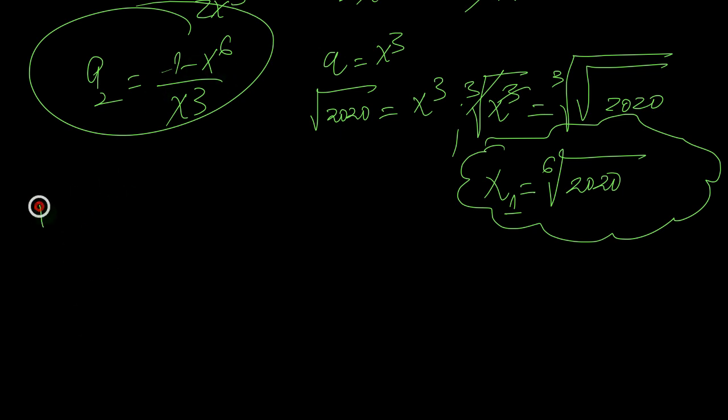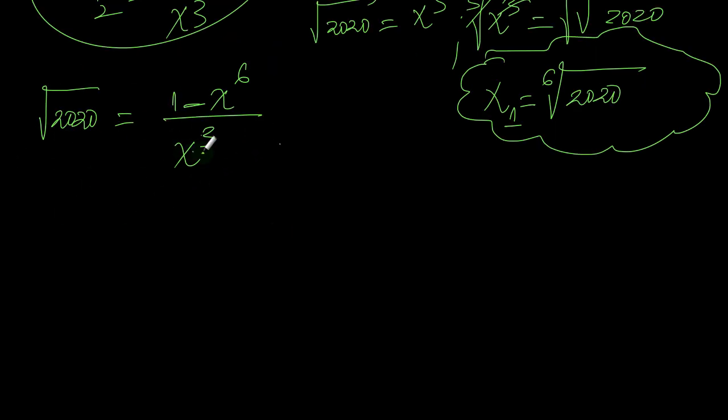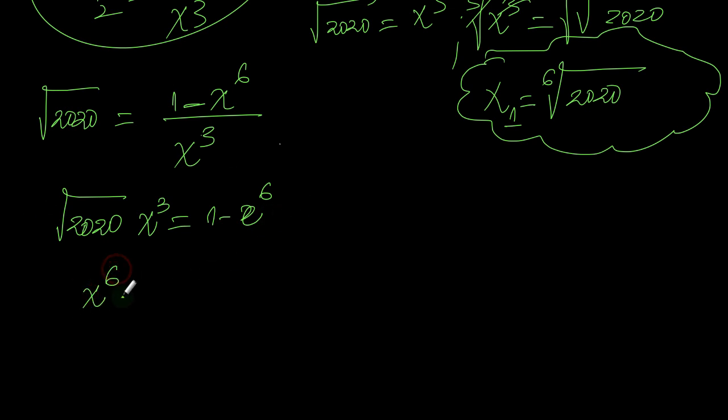So, and then we're going to have square root of 20, which is a equals to 1 minus 6 x to the 6 divided by x to the 3. Making the right simplifications here, this times this, we're gonna have square root of 20 x to the power of 3 equals 1 minus x to the 6. Bringing those terms to the left side, we're gonna have x to the 6 plus square root of 20 x to the 3, and then minus 1, and then this will be 0.